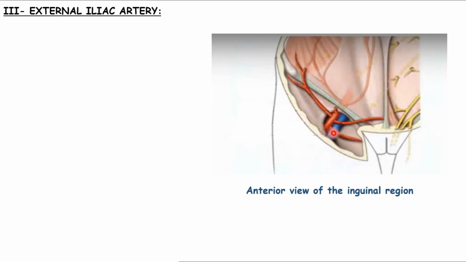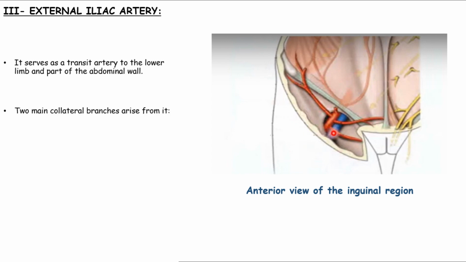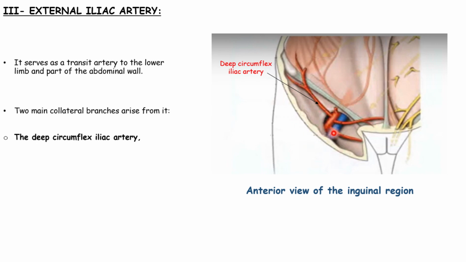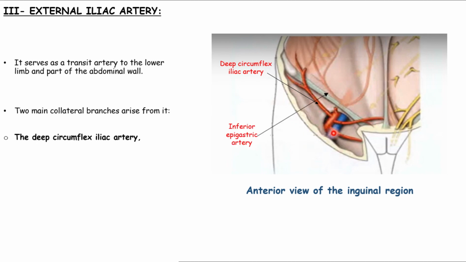Moving on to the external iliac artery. It serves as a transit artery to the lower limb and part of the abdominal wall. Two main collateral branches arise from it: the deep circumflex iliac artery and the inferior epigastric artery.